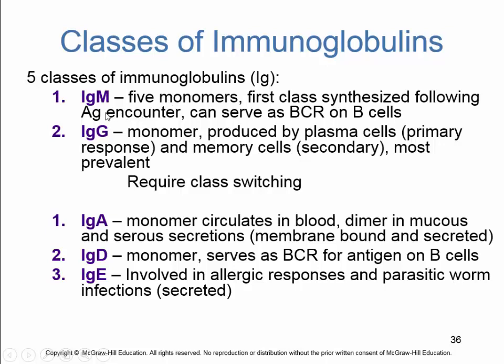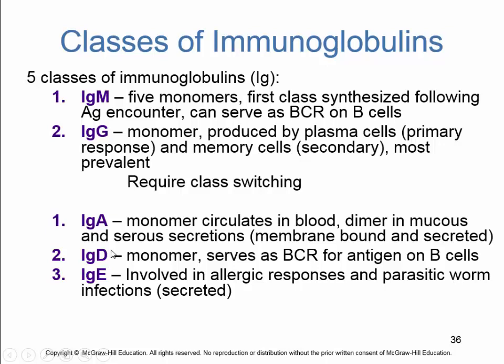IgM, being the first antibody produced, can serve as a B cell receptor on all B cells. IgG, however, is produced by plasma cells, and it can be elicited in both the primary and secondary responses. The genetic rearrangements that take place for IgG to undergo class switching to either IgA, D, or E allow for specificity. IgA, for example, will circulate in the blood. It can actually be a dimer that is found in mucus and serous secretions. So this particular antibody is important in the gastrointestinal tract and the respiratory tract.